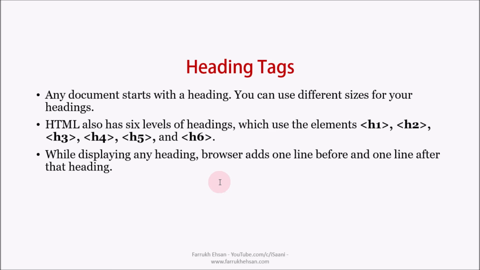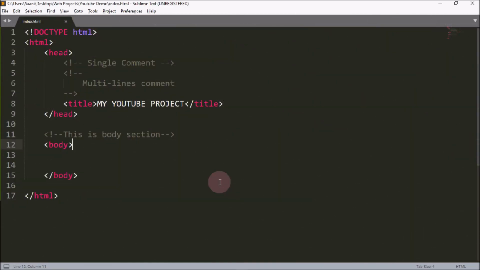So let me go into our Sublime. If I go into body, here I would be using heading tags. Now to add the heading tag, first you have to add the opening tag, then the closing tag, and inside this tag you have to put the heading. Okay, this would be it.